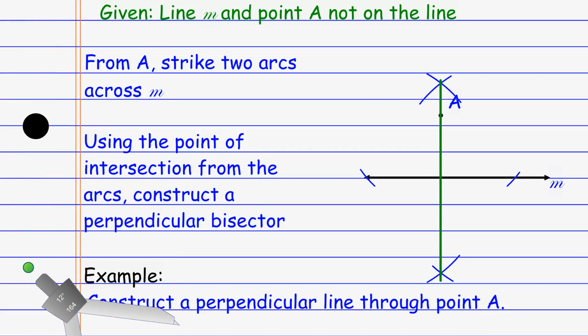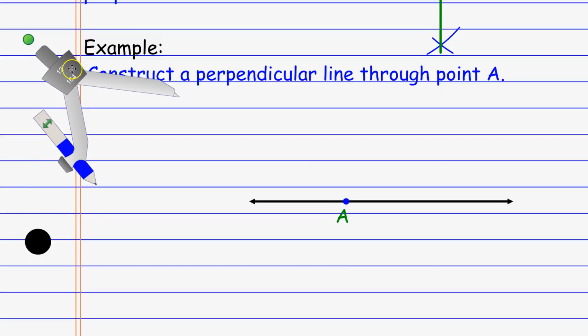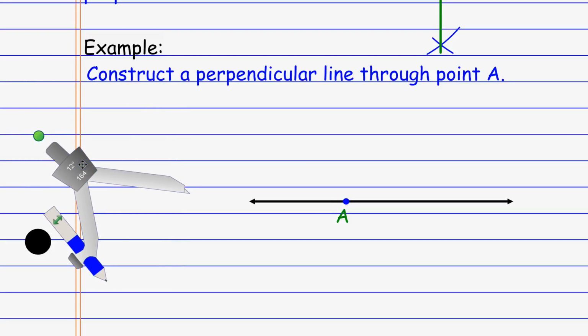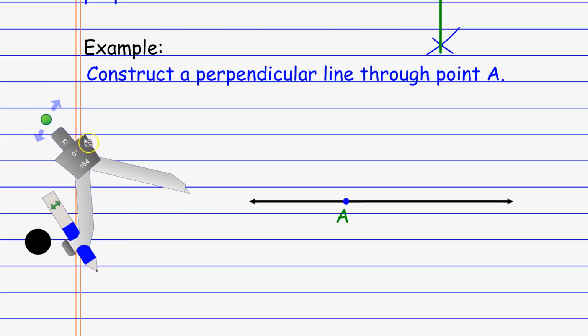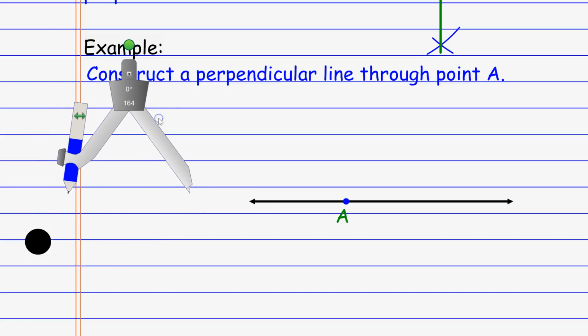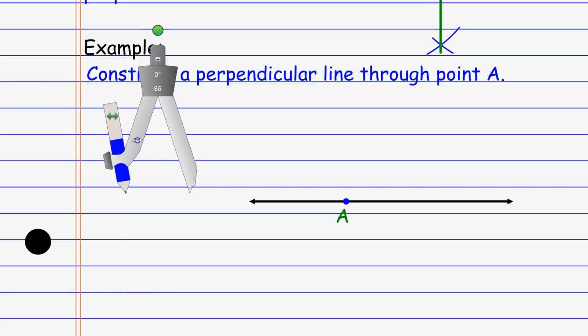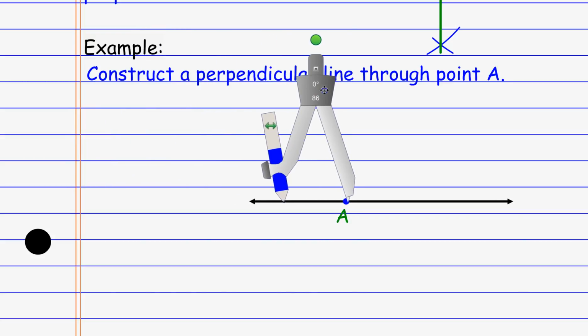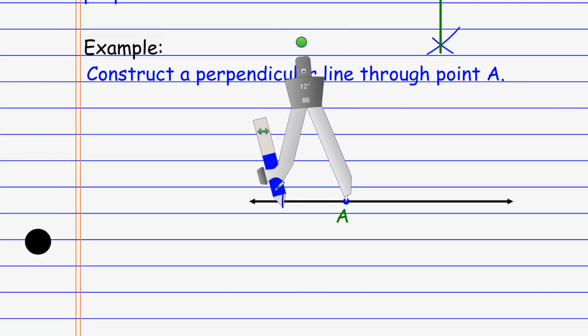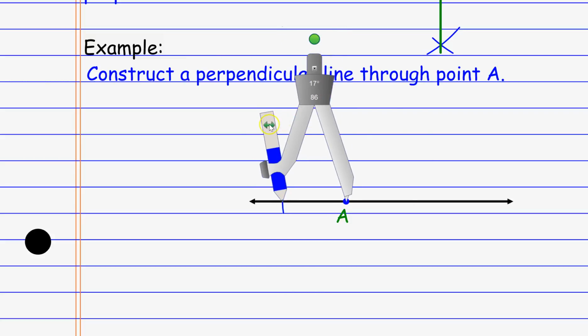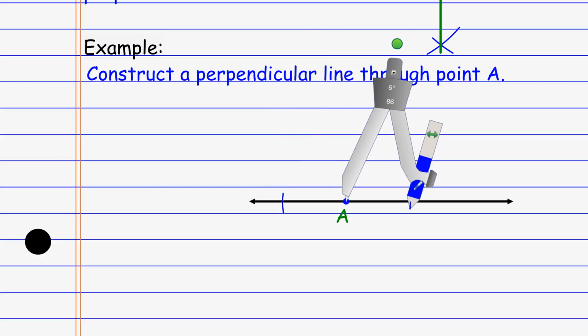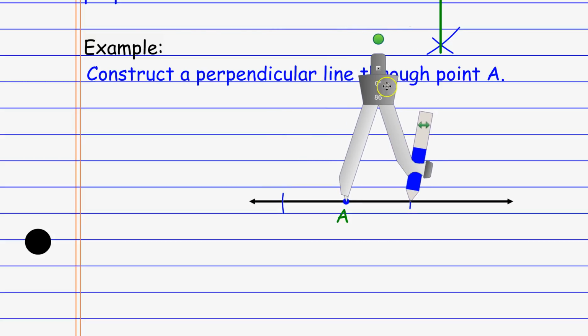This time it asked me to construct a perpendicular line through A, but the difference is that A is actually on the line this time. And since A is on the line, really it's almost no different. The very slight difference is that I just go from A on the line and strike an arc on each side. It's a little bit more obvious this time because as I strike each of these arcs, it's very obvious that A is in the center because I measured the same distance in each direction.